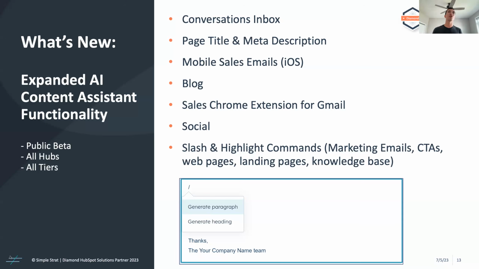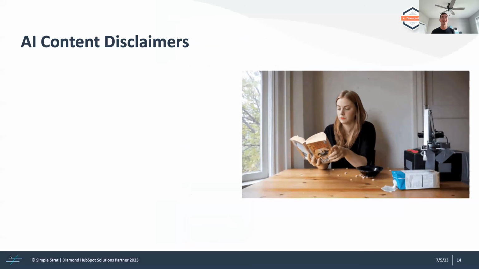So directly inside of your Gmail in Chrome, you can use Content AI Assistant, social media, and there's also this new functionality they call slash and highlight commands. And this is available across a lot of tools as well. But you can kind of see this image here. You type a slash, and then it's going to pop up with your Content AI Assistant actions that you can take.